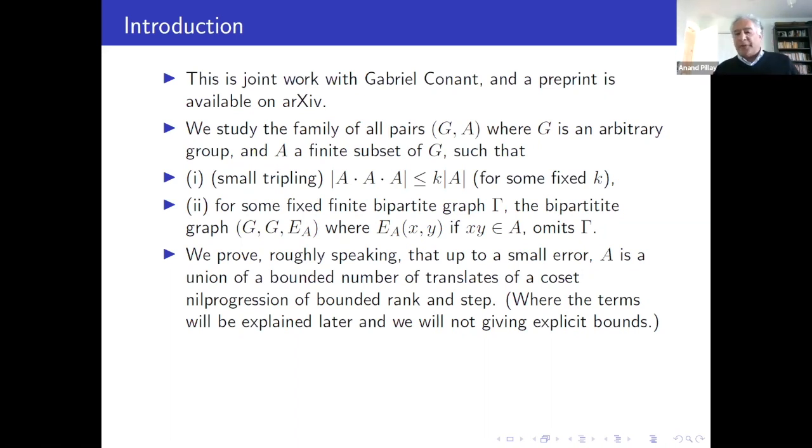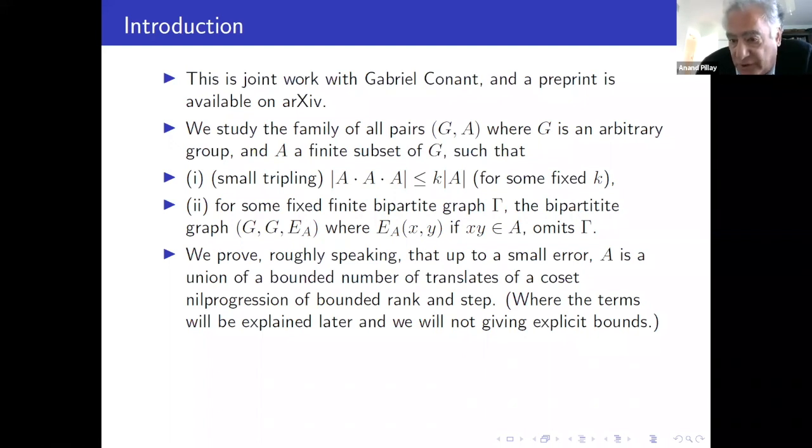Now, I'm not going to talk about explicit bounds. I know this is a combinatorics seminar, and people of a combinatorics persuasion are interested in bounds a lot of the time. But here the methods are qualitative results. Bounds exist in principle. The question of explicit bounds is interesting, but I'm not going to deal with it in this talk. It's a qualitative description of such sets A under certain assumptions, for all pairs (G, A) satisfying the assumptions.